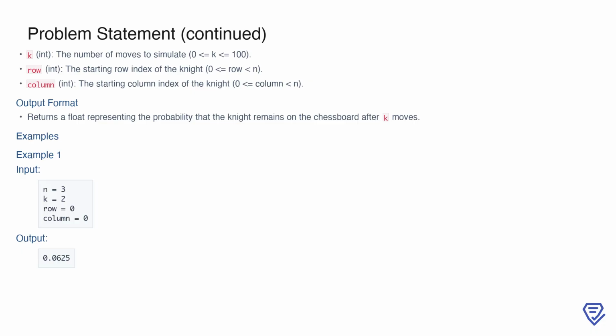Now, let's look at the input and output of the problem. The input includes the size of the chessboard, n, which can range from 1 to 25. We are also given k, the number of moves the knight will make, which can range from 0 to 100. Additionally, we are provided with the initial position of the knight, specified by its row and column indices. These indices are zero-based, meaning they start from 0 up to n-1. The output of the problem is a single floating point number representing the probability that the knight remains on the chessboard after k moves. For example, if the knight is guaranteed to stay on the board, the probability would be 1.0, while if it is certain to move off the board, the probability would be 0.0.